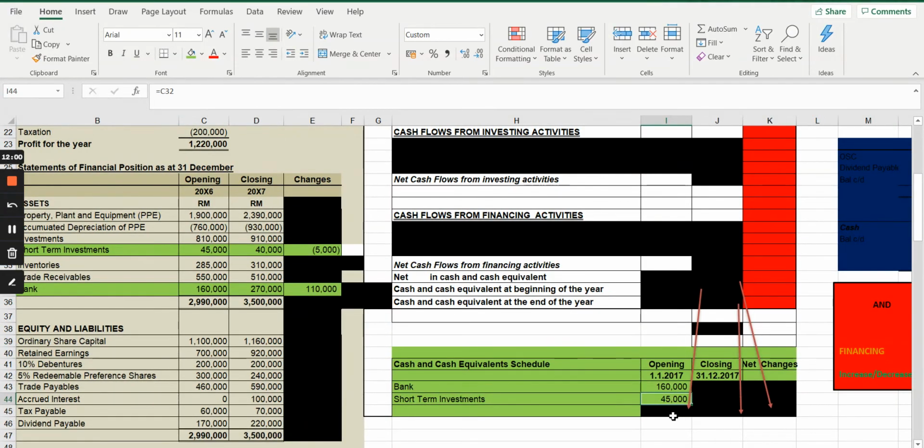Now, I total up those two. If you total up this and this, you have 20 and 5, so 205. Go to the closing column, take the bank balance, and then take the short-term investment balance. Make sure you take the correct column, and you have the total. Now that you have done the total, you're going to do the net changes.